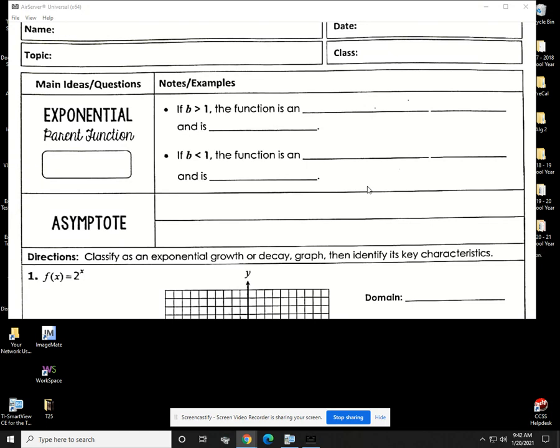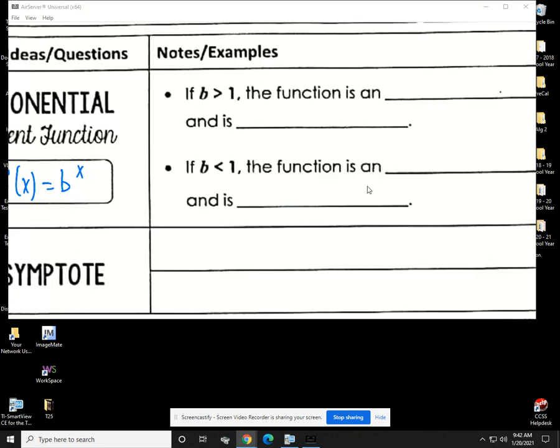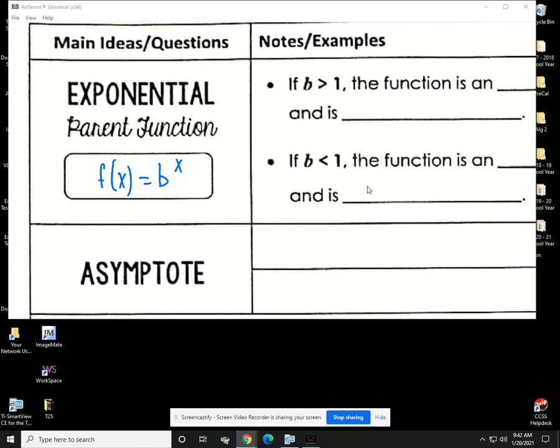So here's what your parent function will always be: f of x equals some base b raised to the x power. And there's a couple things that you need to know about b. One, b has to be greater than 0. Now you might have a negative attached to it, but it's going to be the a value which causes a specific transformation that you guys are probably going to be relatively familiar with. But the actual base of your exponent has to be a positive number. Now, secondly, it cannot equal 1.